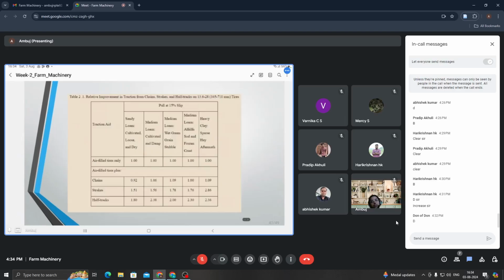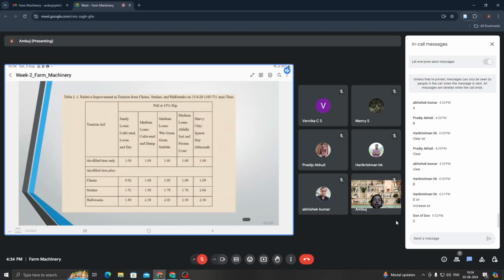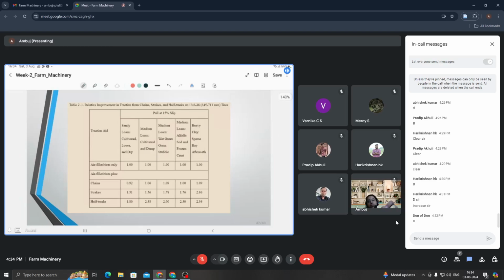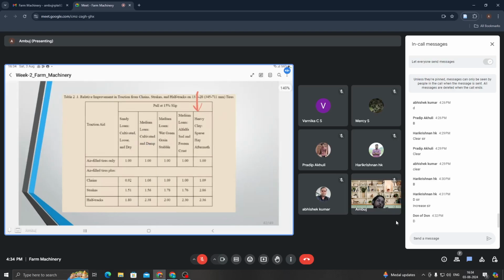Here, just for your reference only, I have given you this table. In this particular column, you can see clay soil and heavy clay. By using which option, I get what percentage increment in traction, I have given you just for your information. It is not directly related to this question only.